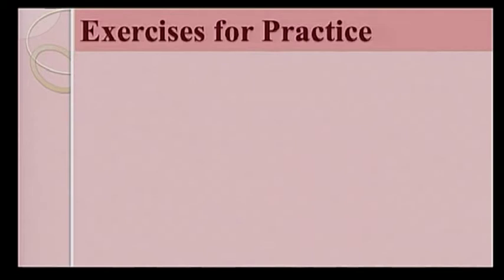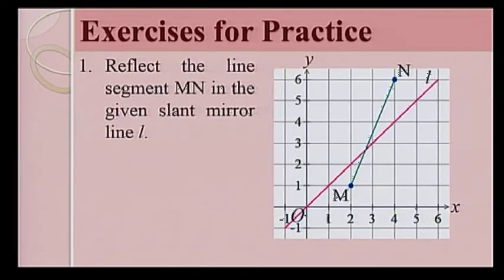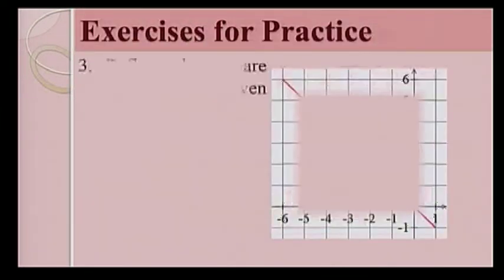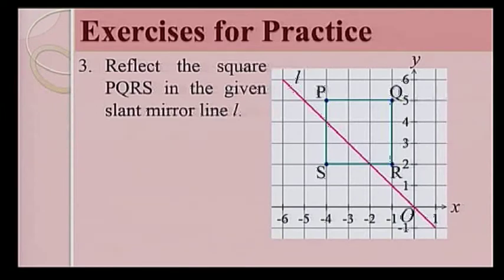Let's see that together. The first one, you will need to reflect the line segment MN in the given slant mirror line L. Okay, that's simple for you. Second one, you will need to reflect the rectangle ABCD in the given slant mirror line L. This also is quite easy. You will enjoy it. And then third one, you will reflect the square PQRS in the given slant mirror line L.